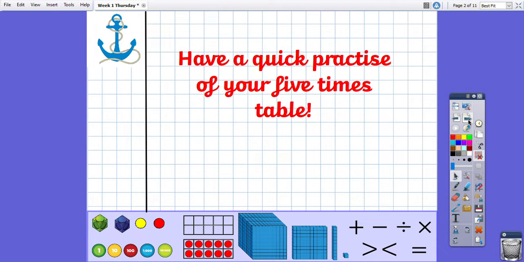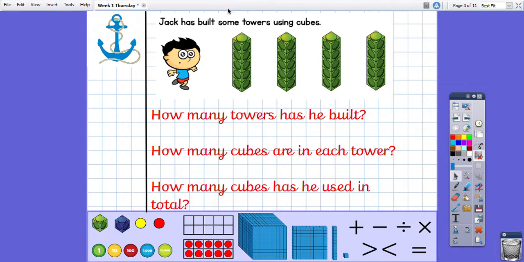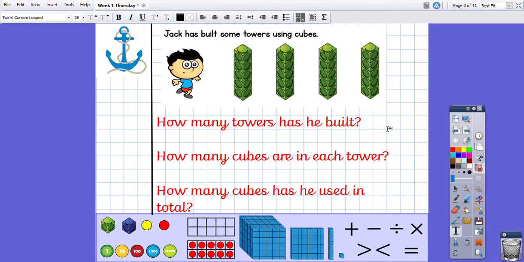Okay, so now you've done that, Jack has built some towers using cubes. How many towers has he built? So he has built 1, 2, 3, 4. So he has built 4 towers. How many cubes are in each tower?